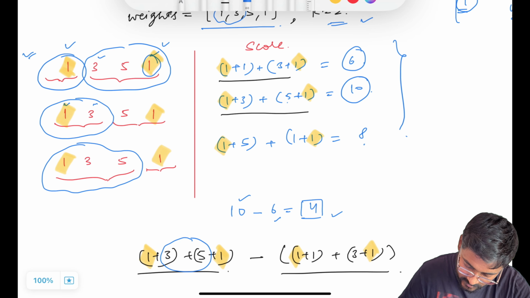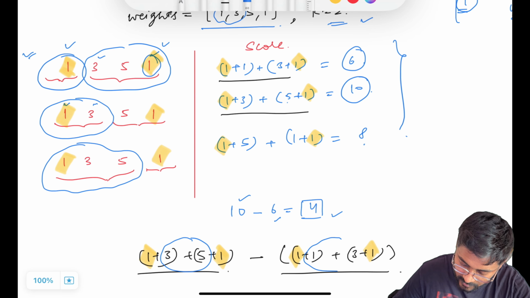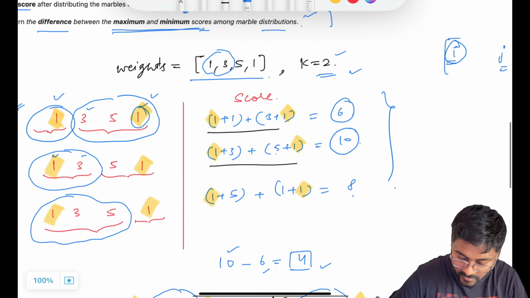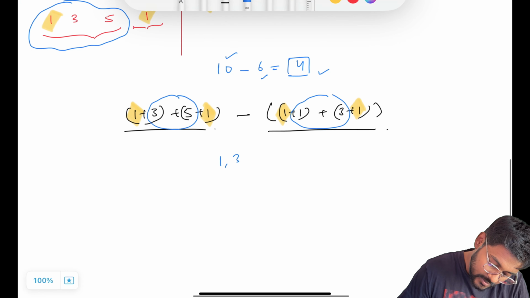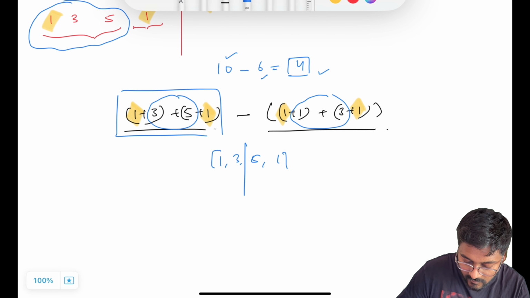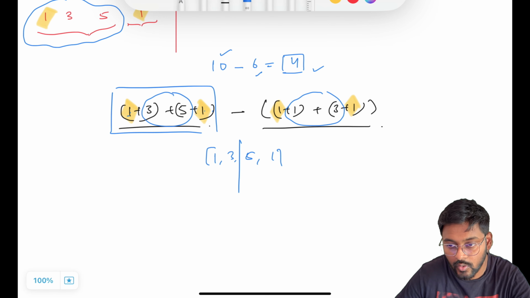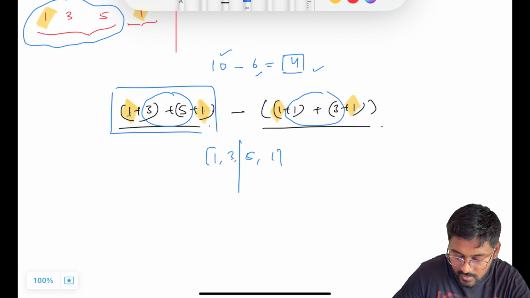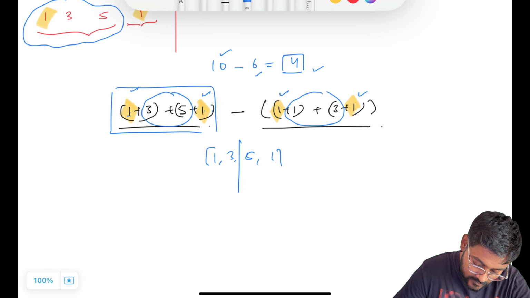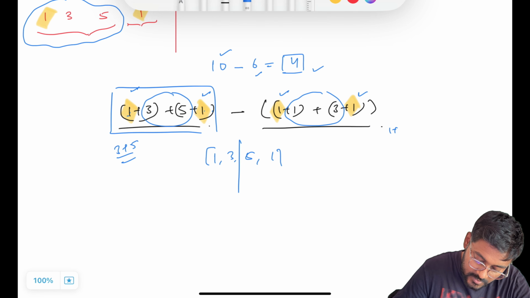3 plus 5 is there, and what is the remaining value for the minimum score? 1 plus 3. If you just have a look, my marble weights were 1 3 5 1. So this is the score I received from this partition. In this partition, the starting and ending will always be there. So if the starting and ending will be there in all the partitions, there is no need to check that, because one is there on the left side, one is there on the right side, it will cancel out. The last one will also be cancelled out. What are the remaining ones? 3 plus 5 on the one side, 1 plus 3 on the other side.